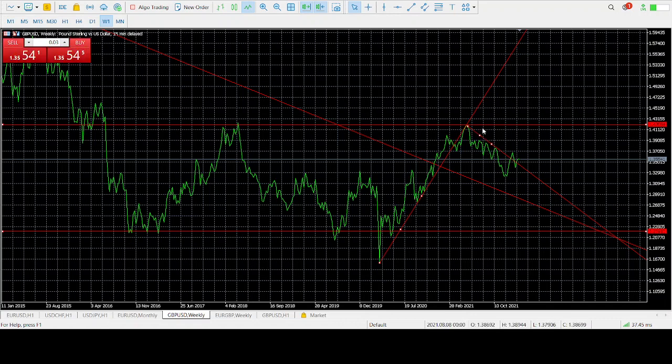If the price breaks the channel, it will usually go up the width of the channel. So if it breaks here, it will go probably all the way up to here, and the same thing goes if it breaks it on the lower side, on the downside.